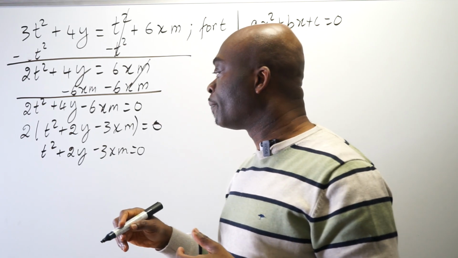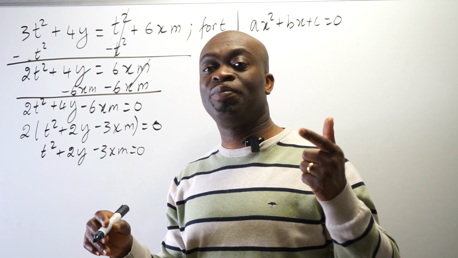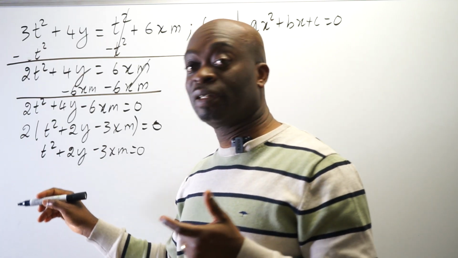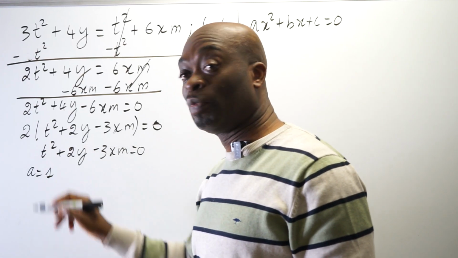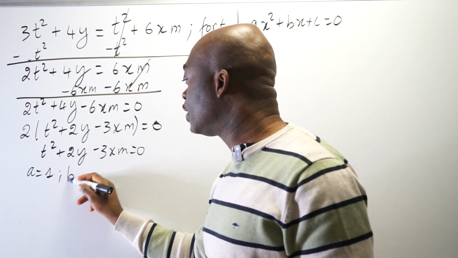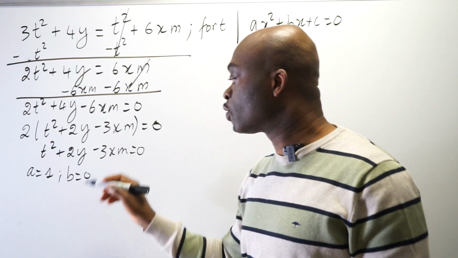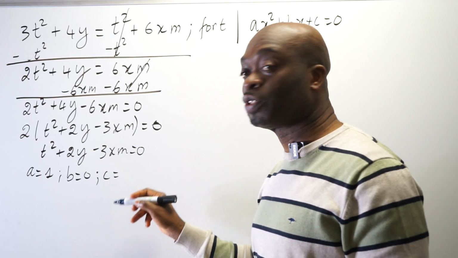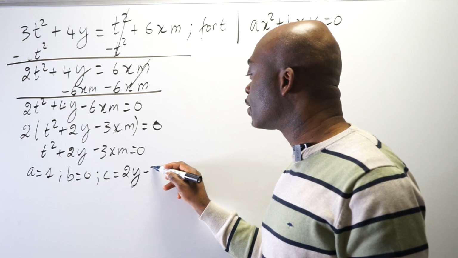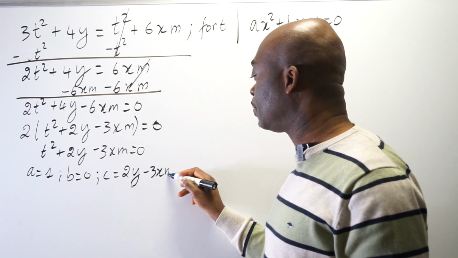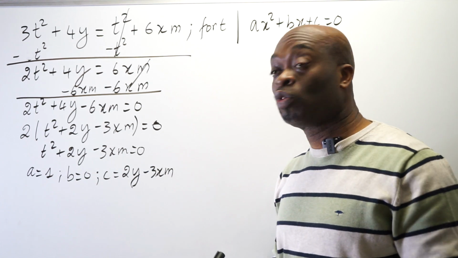Reducing them. So what do we need? A, B, C, all right? So A equals 1, the number in front of t squared. B, there's no B. That is equal to 0. C equals 2y minus 3xm. We good?